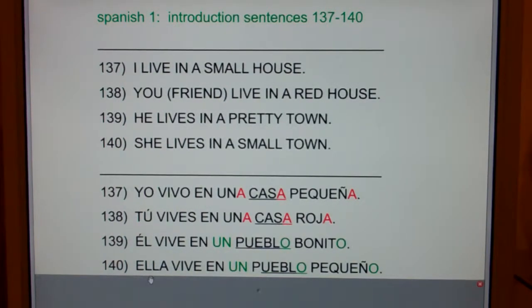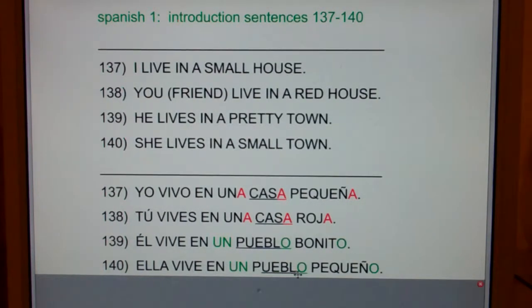But Mr. Holt, she's a girl. Shouldn't these be A? No. Small and a are referring to the town. It's not referring to her. And since pueblo ends in an O, the word small has to end in an O, and the word a has to be male. And notice, uno shortens down to un when it's followed by one male thing. That's Spanish 1, Introduction Sentences 137 through 140.